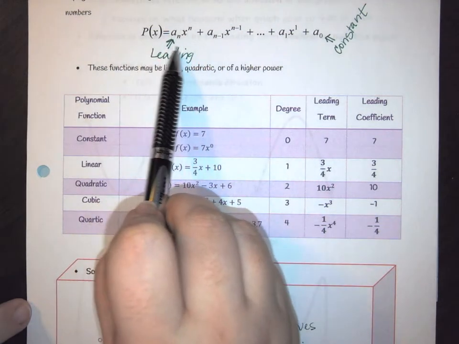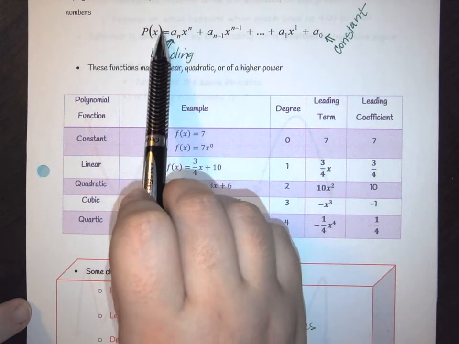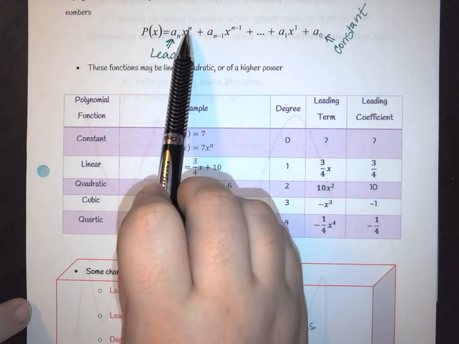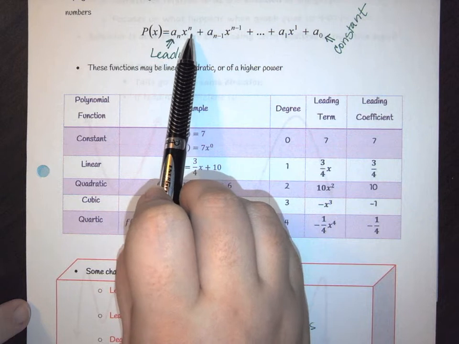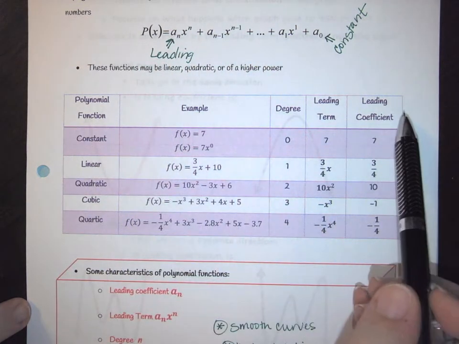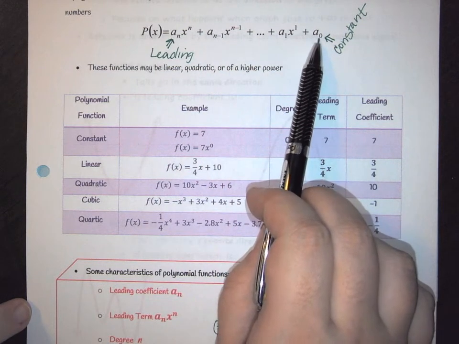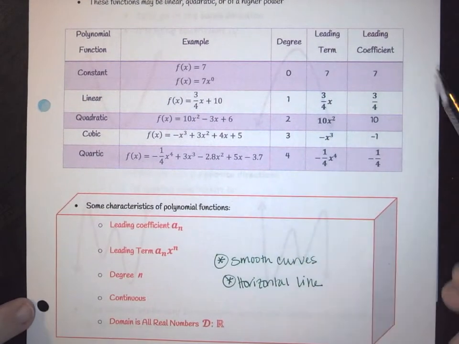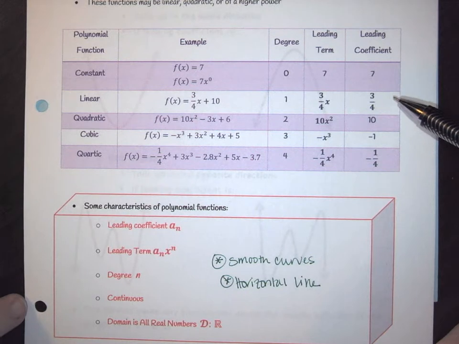So in general, our equation would look as follows, where our leading term would have a leading coefficient, so we call it a sub n, x to the n, where n represents the power or the degree of your equation. And you would continue down subtracting 1. We go in descending order all the way down till you get to your constant. Okay. So for example, I've got this mini table here where we can look at how to pick out information.